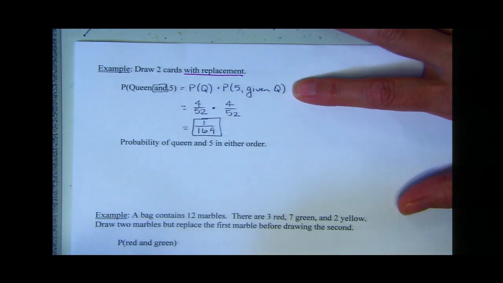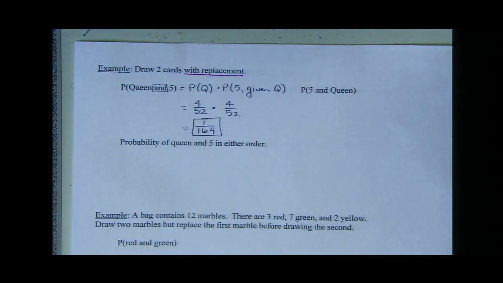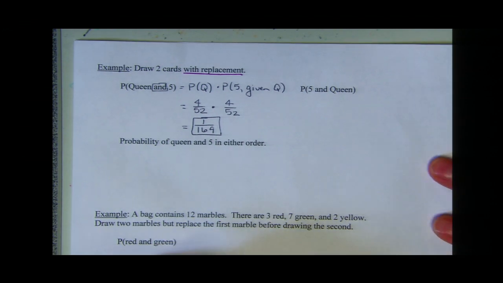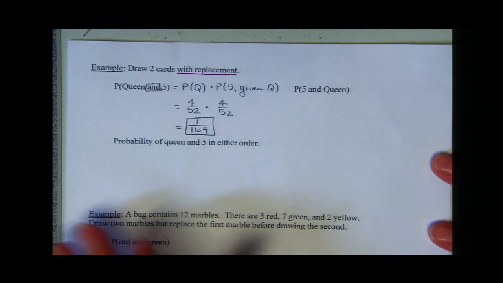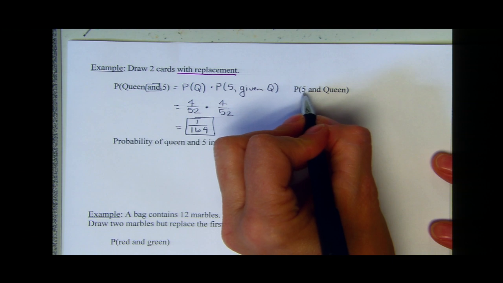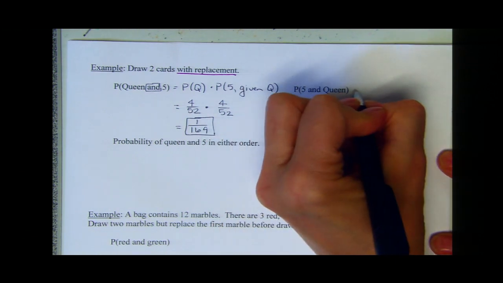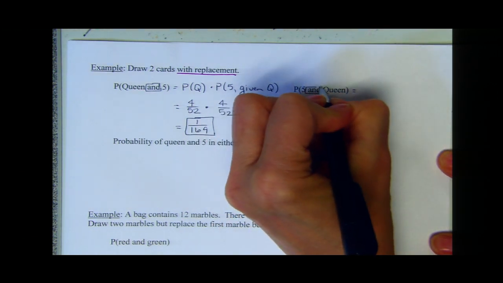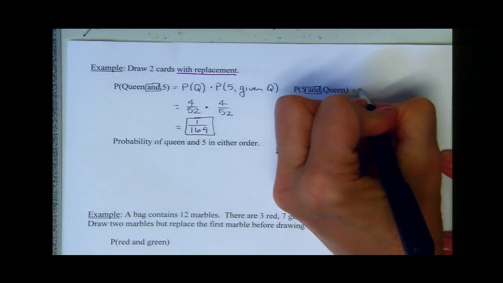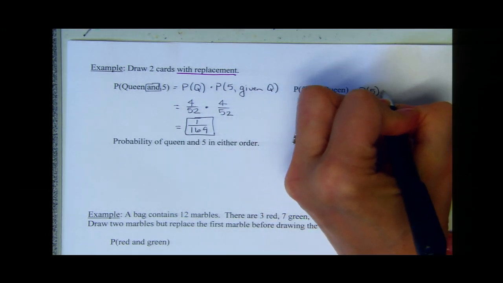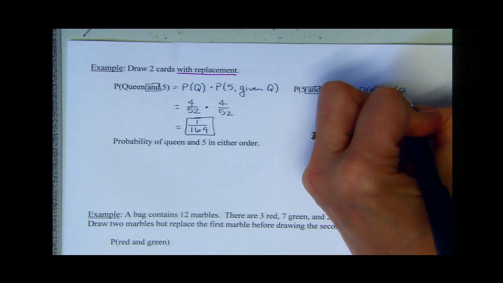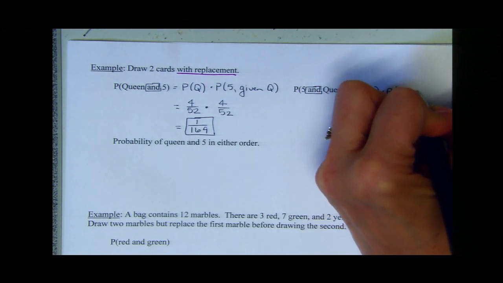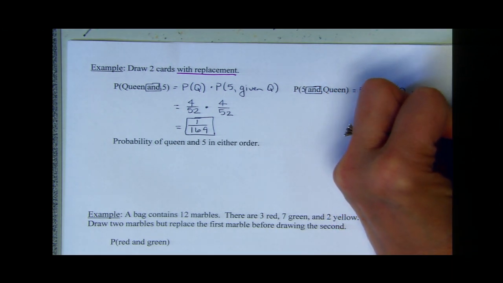That would be 16 over some big number, but I've already done the reducing for you. All right, now we have the probability of a 5 and a queen. So again, this is and, so it's the multiplication rule. So the probability of 5 times the probability of queen given 5.